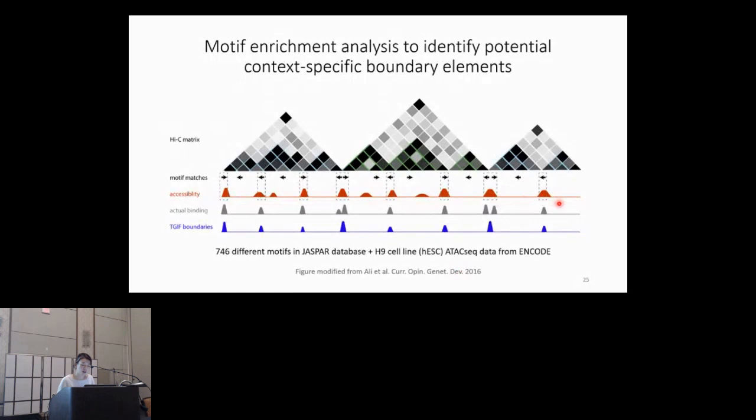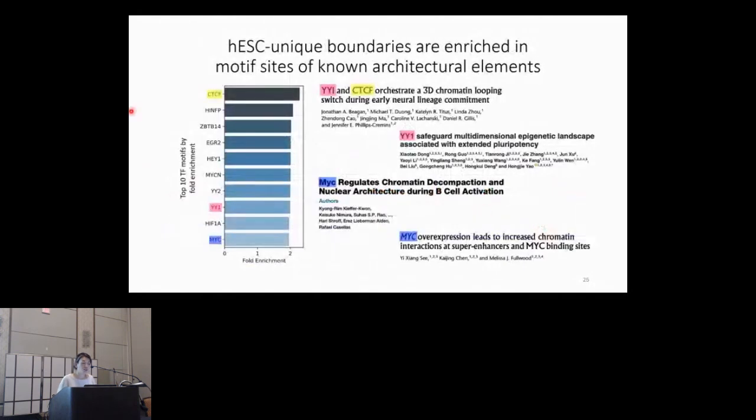So we looked for transcription factors whose accessible motif sites are enriched in these HESC unique boundaries that were identified by TGIF. And here are the top 10 transcription factors by their accessible motif site enrichment in HESC unique boundaries. CTCF pops up at the top. It is a well-known TAD boundary enforcing element. YY1, together with CTCF, is known to play a role in early development and pluripotency. And MYC is also known to play a role in chromatin architecture as well as enhancer looping. So all these other transcription factors might be of interest for further investigation.